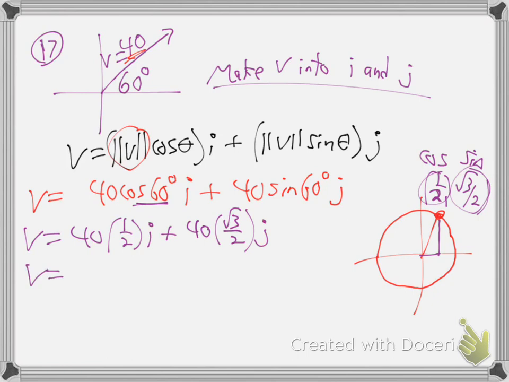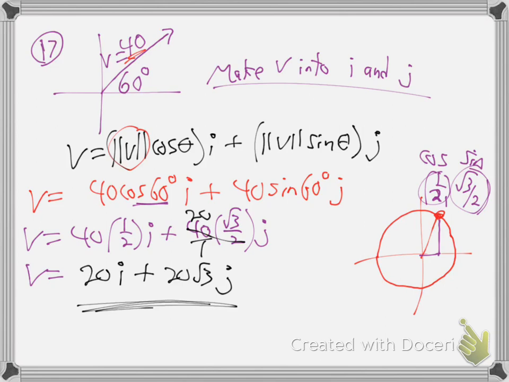Okay, so half of 40 is 20 I, right? And then here, same thing, 2 goes into 40, 20 times, so 20√3 J. We good? That's the IJ vector. Are we good? Questions on that one?